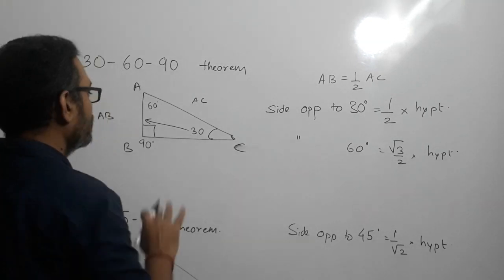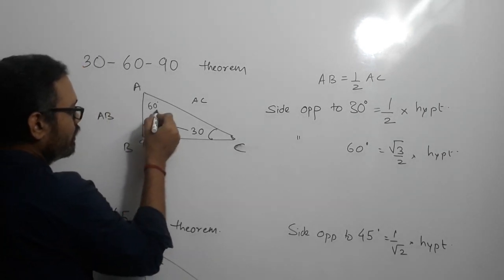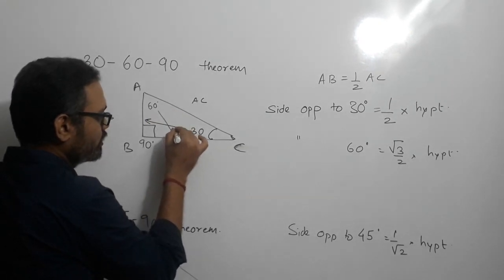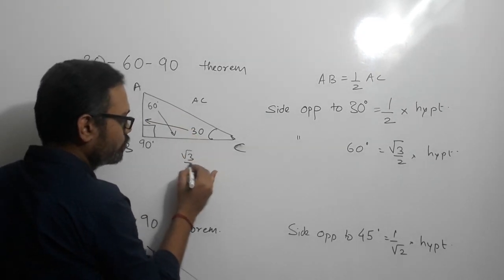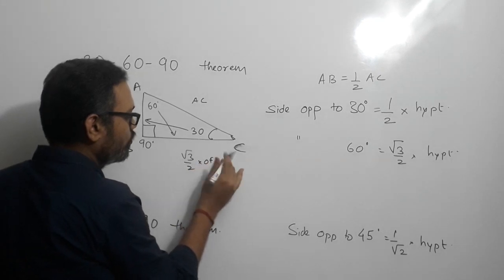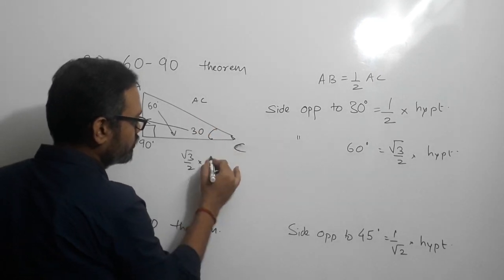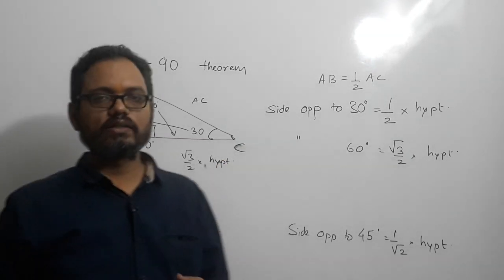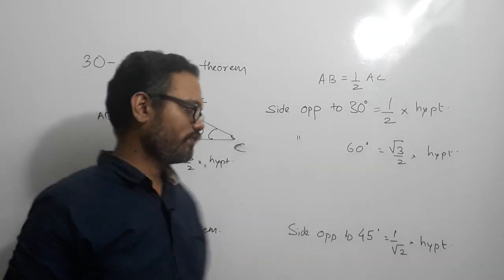It's a formula. Similarly, what is the measurement of the side opposite to 60 degrees? It is root 3 by 2 of, meaning multiplied by, the hypotenuse. Now what is this of? What exactly is this? Half of the hypotenuse, this of the hypotenuse.